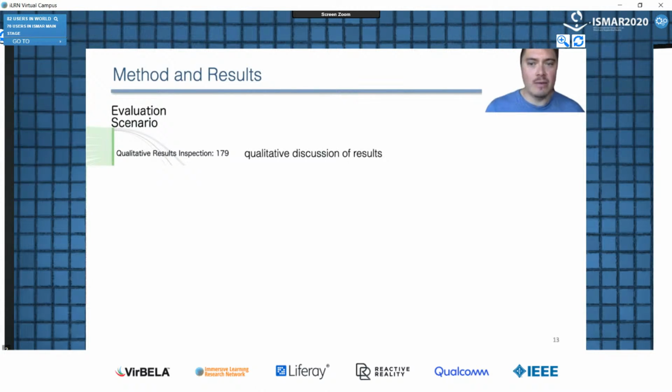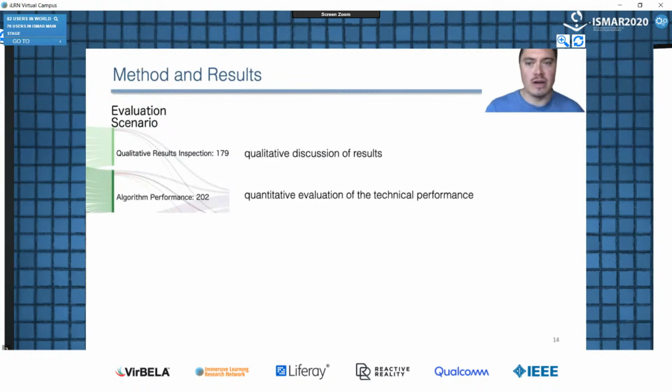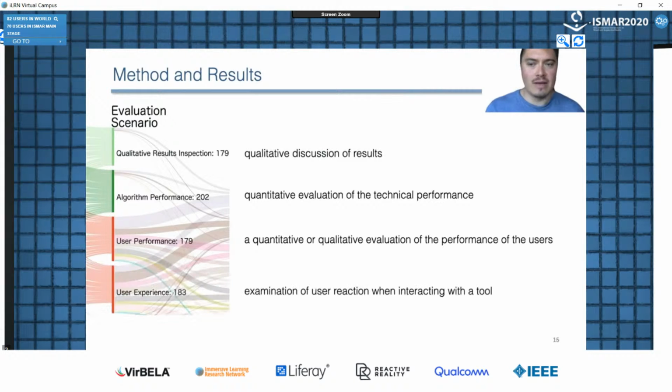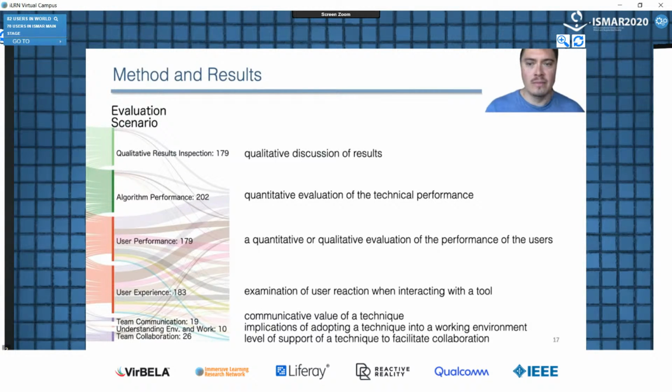We identified 179 evaluation scenarios that involve a qualitative discussion of results. 202 scenarios that involve evaluation of algorithm performance. 179 evaluations of the performance of users. 183 scenarios in which evaluation considered aspects of user experience, and a few other scenarios that involved assessment of collaboration, communication, and understanding the implications of adopting mixed and augmented reality into a working environment.